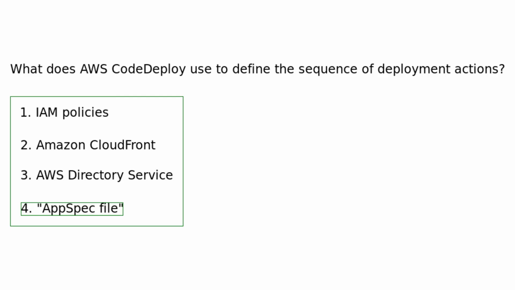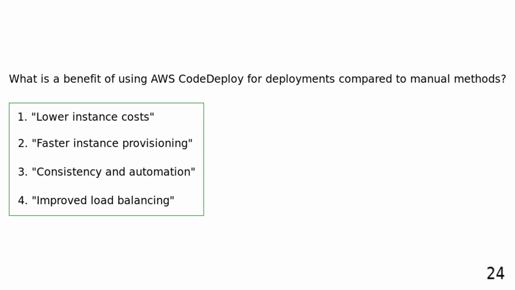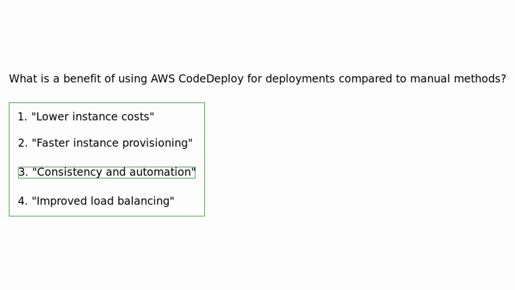What is a benefit of using AWS CodeDeploy for deployments compared to manual methods? Lower instance costs. Faster instance provisioning. Consistency and automation. Improved load balancing. AWS CodeDeploy provides consistency and automation in deployments.